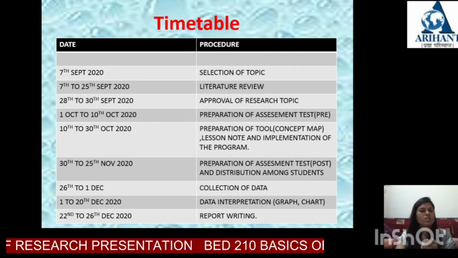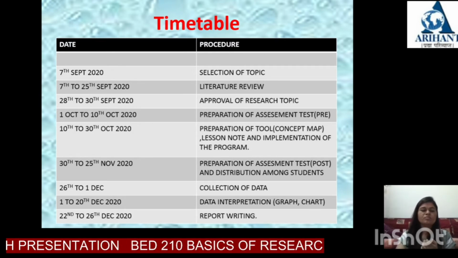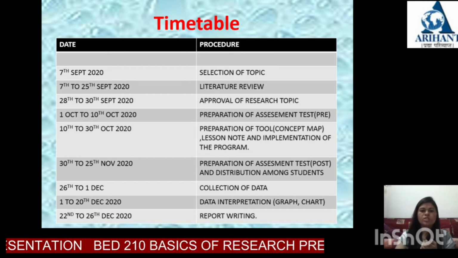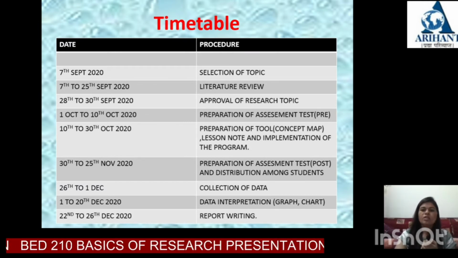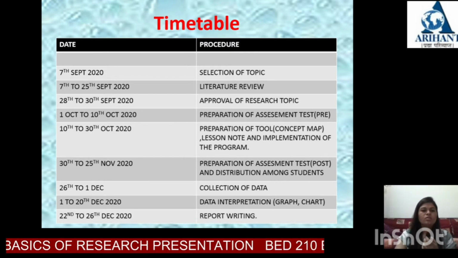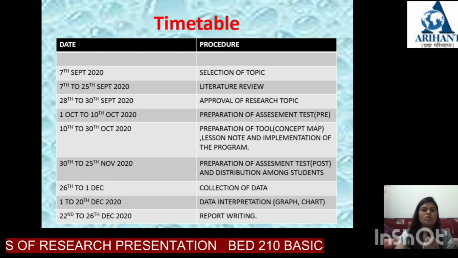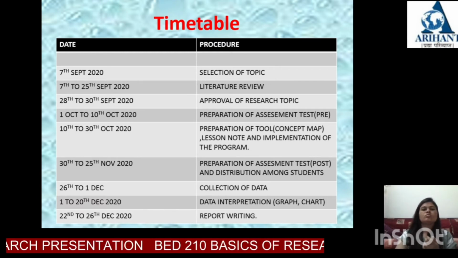Then 1st October to 10th October, preparation of the assessment test, that is the pre-test. Then 10th October to 13th October, preparation of the tool, that is the experiment concept map, then lesson notes and implementation of the program in the class. Then 13th to 25th November, the preparation of the assessment test, that is the post-test, and distribution among students.